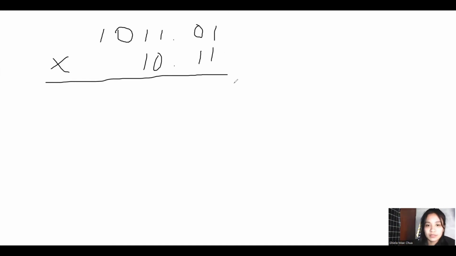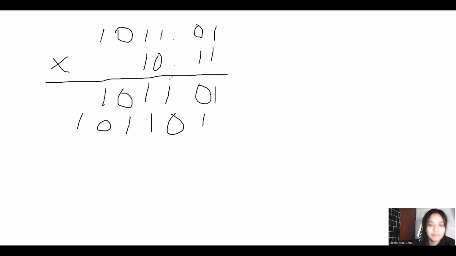So 1 times 1 is 1. 1 times 0 is 0. 1 times 1 is 1. 1 times 1 is 1. 1 times 0 is 0. 1 times 1 is 1. So copy again for multiplying 1 to this value. 1, 0, 1, 1, 0, 1. And multiplying 0 with binary numbers or for this value, we will get 0 for all the binary numbers.